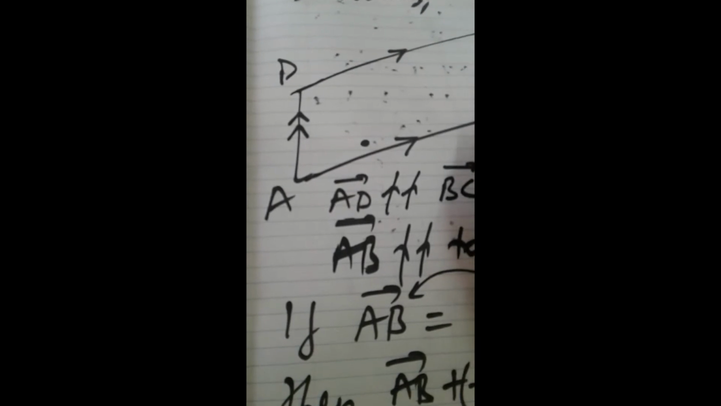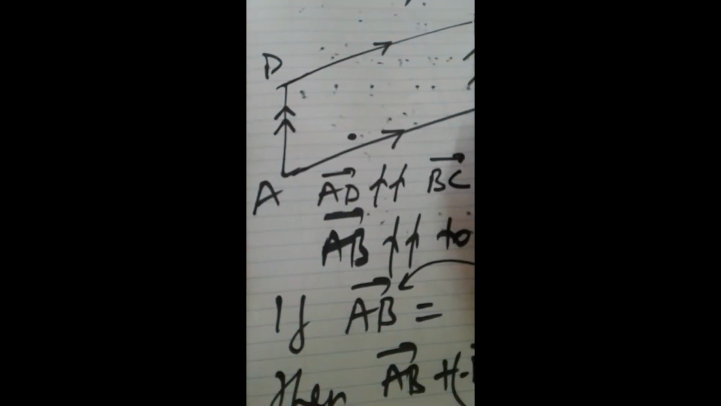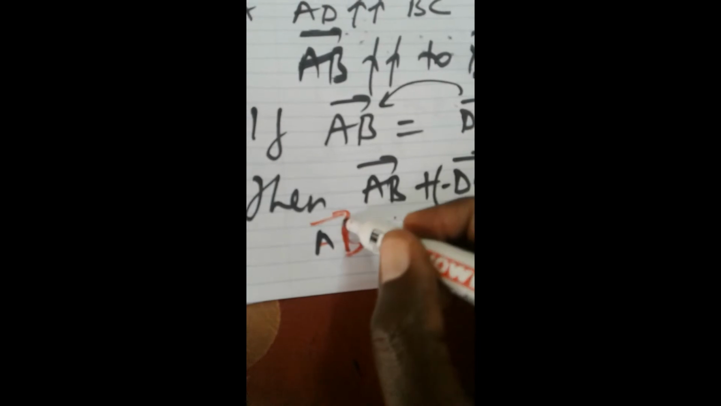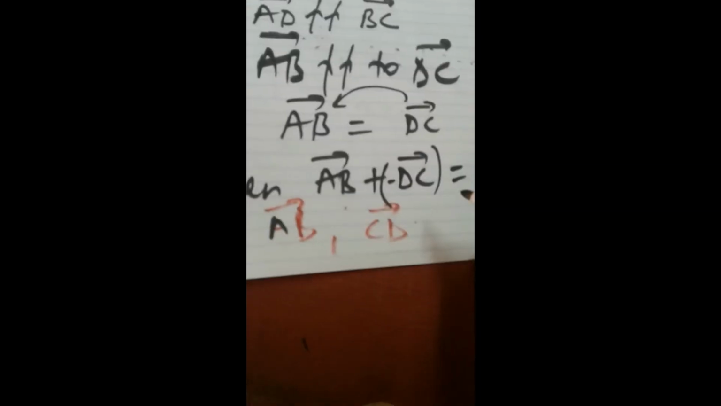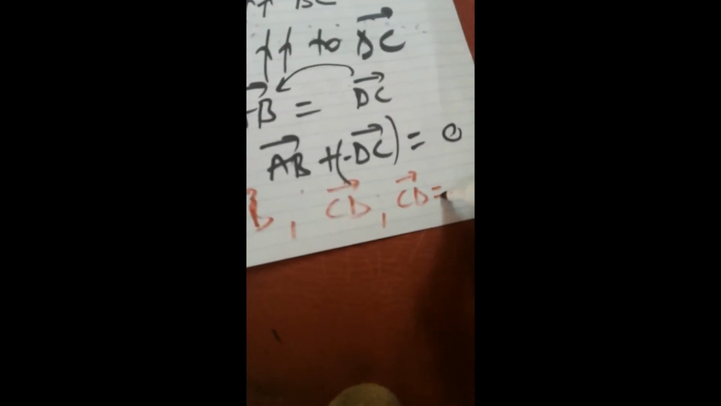In other words, when you look at the diagram and look at AB, then DC, it is the same direction. But if you now go to CD, it means AB and CD are in opposite directions, and CD is the one we call negative DC.